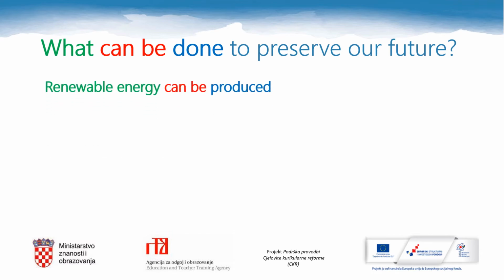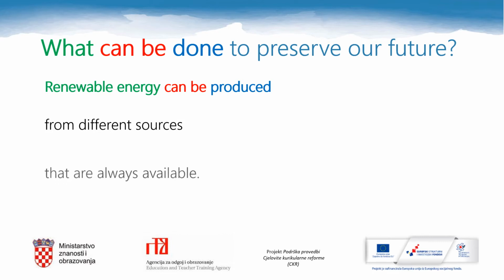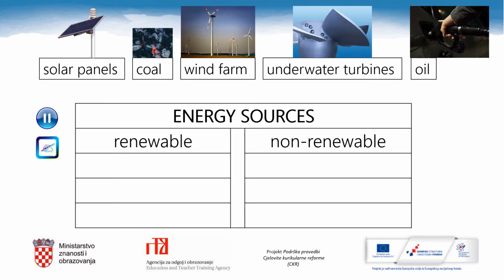Renewable energy can be produced from different sources that are always available. Renewable sources can produce energy again and again and again. There are renewable energy sources and non-renewable energy sources. As we have already said, renewable sources can produce energy again and again, whereas non-renewable sources are natural sources that are limited. So once they have been used, we don't have them anymore.